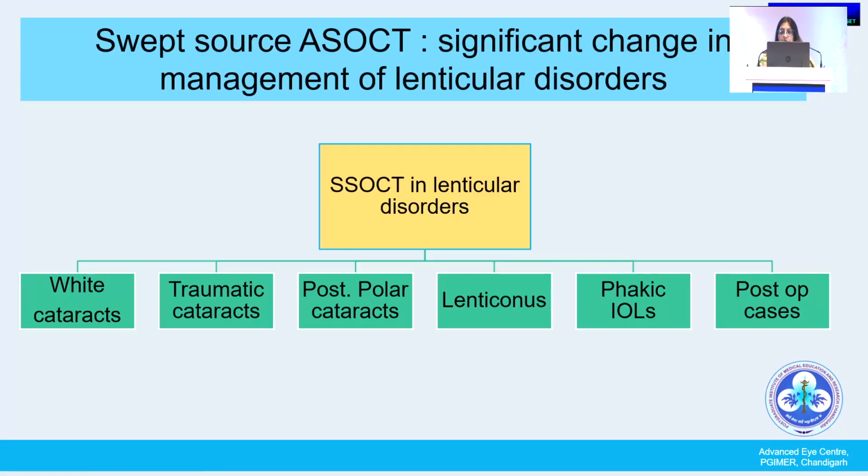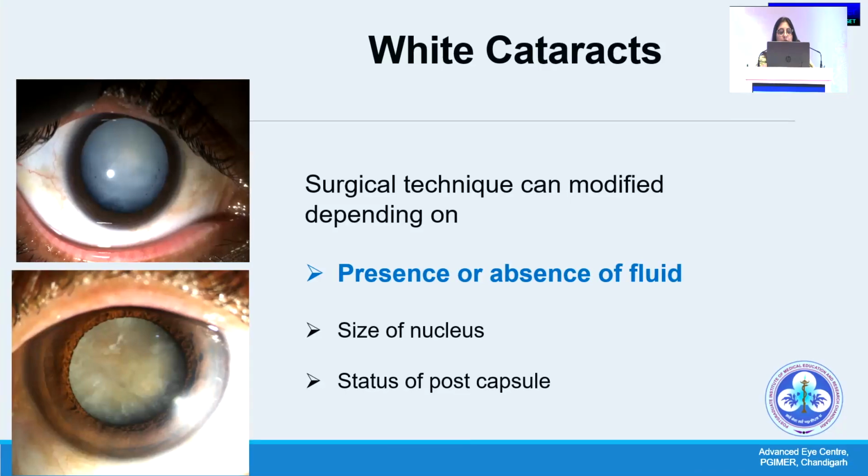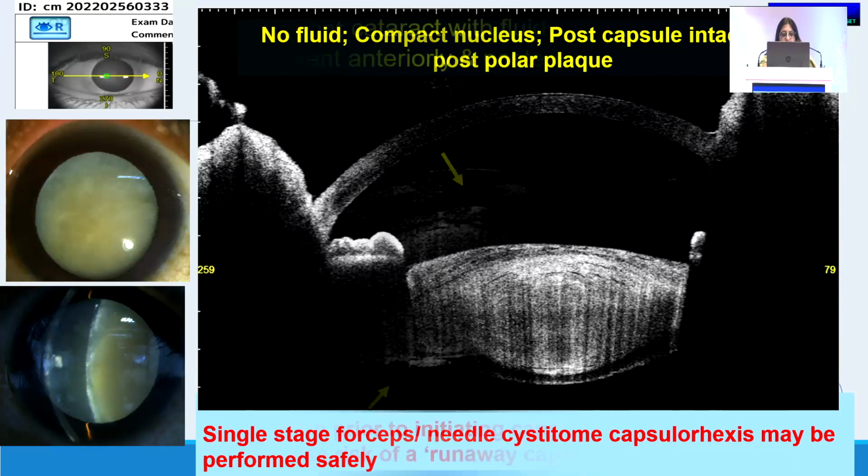And I'll just run you through some of these scenarios. For example, in white cataracts, once we have an OCT, we can modify our surgical technique depending on the presence or absence of fluid and the status of the posterior capsule. For example, in this cataract, we see that there is no fluid and the posterior capsule is intact. It's a compact nucleus, so we can comfortably go ahead with the single stage forceps or needle cystotome capsulorhexis and not have to worry about the running away of the capsulorhexis.